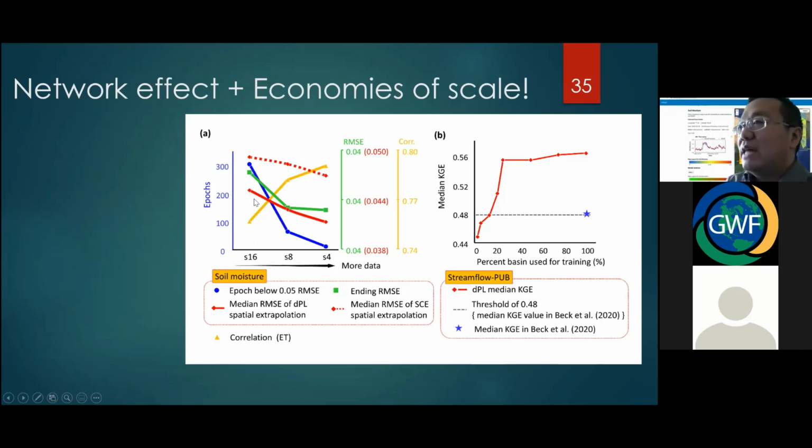And then we look at the epochs. The epochs that it takes to go below that behavioral threshold went from 300 to 30 to 5. So we see this beneficial scaling impact.